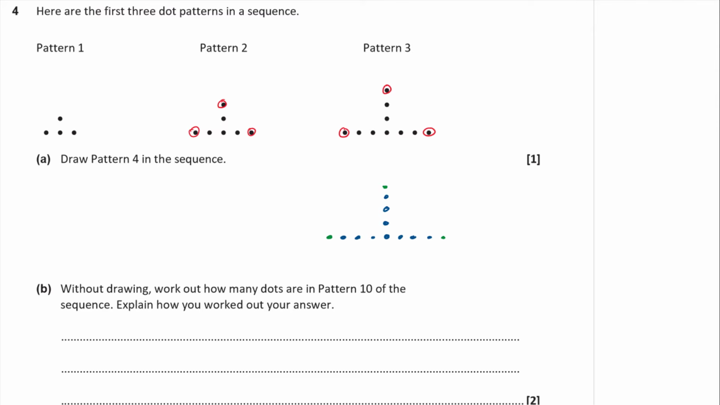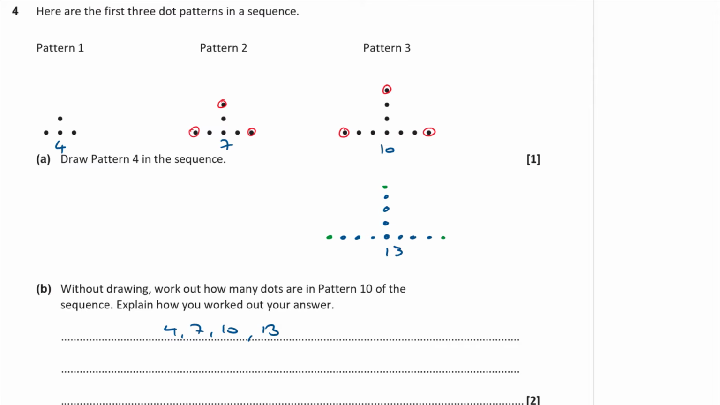And part B says, without drawing, work out how many dots are in pattern 10 of the sequence. Explain how you worked out your answer. Now, I could draw pattern 5, 6, 7, 8, 9, and then finally 10, but I'm just going to use something called the nth term to go straight to that particular term. Now, we saw that these are going up in 3s, aren't we? This had 4 dots, this had 7, this has got 10, and this has got 13. Okay, so my sequence is going 4, 7, 10, 13.